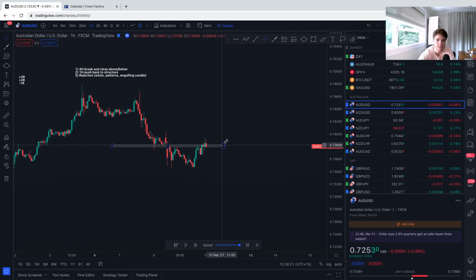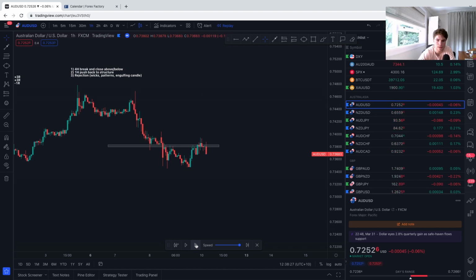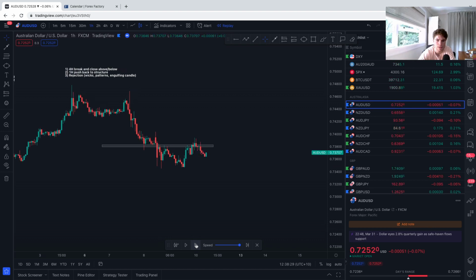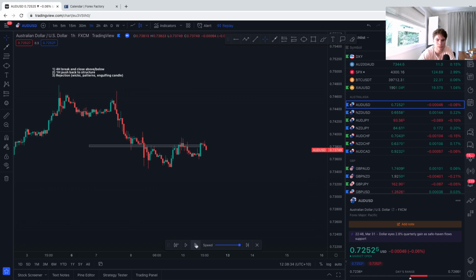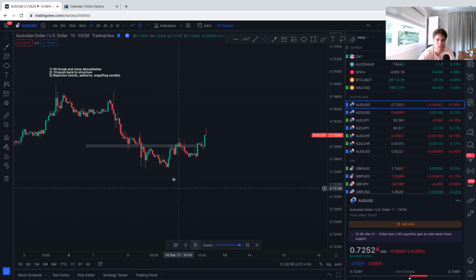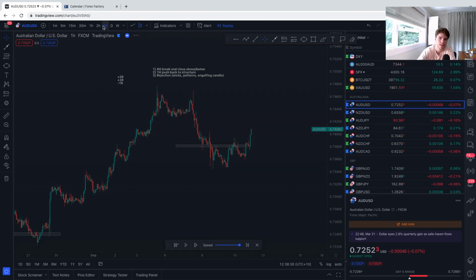There is still a re-entry opportunity here. Price is pushing back, still respecting the previous structure. We're going to need a double top, so let's see what happens here. Does price come back? No, not quite it. Okay, let's move on.